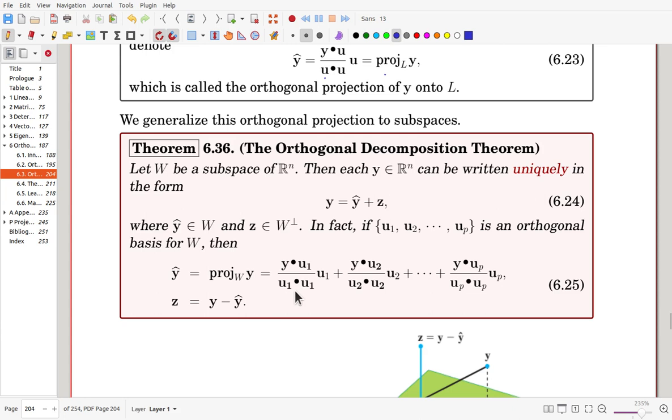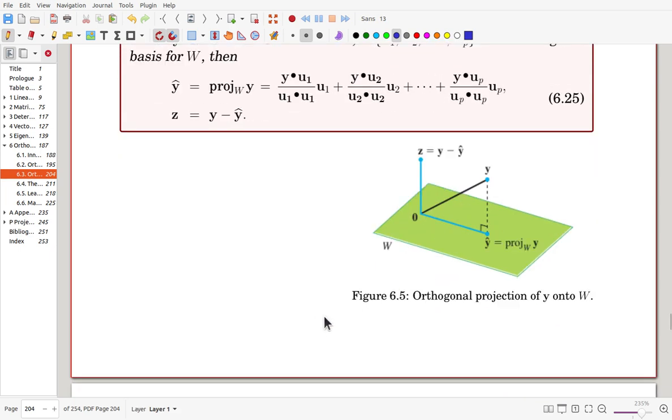Earlier you saw similar expressions when a subspace has an orthogonal basis. That's exactly like that. Here, this is subspace W, and y is not on the subspace. Then y can be expressed as y hat, the projection onto W, and an orthogonal component, that is z. So y hat plus z will become y.